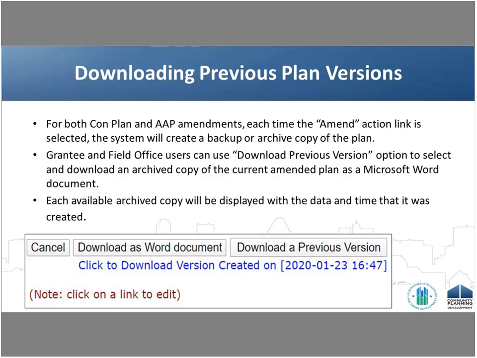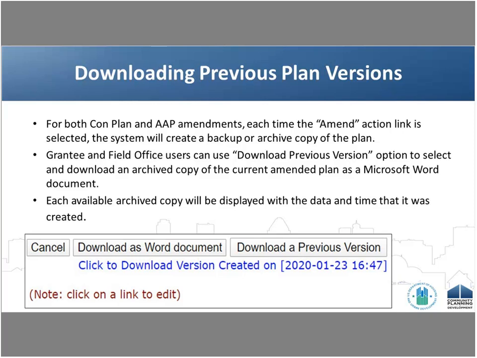So I'm not going to jump into IDIS for this one, but as you can see in the screenshot on the slide, if you click the download as Word document, that's the typical button that you would use to download the current version that you have open. But if you want to download a previous version, say you amended your comp plan a couple times, if you click the download previous version, there's going to be several links underneath that display each time the plan was marked as review completed.